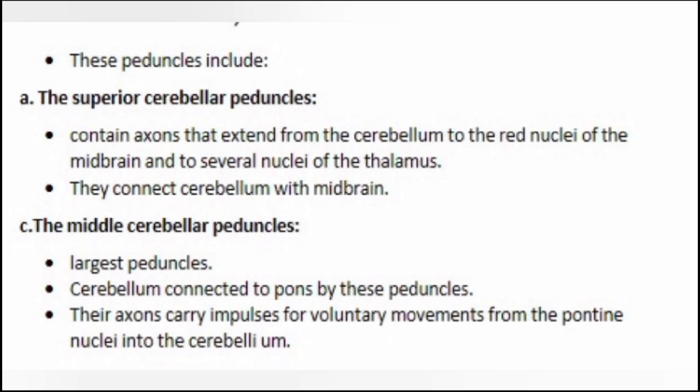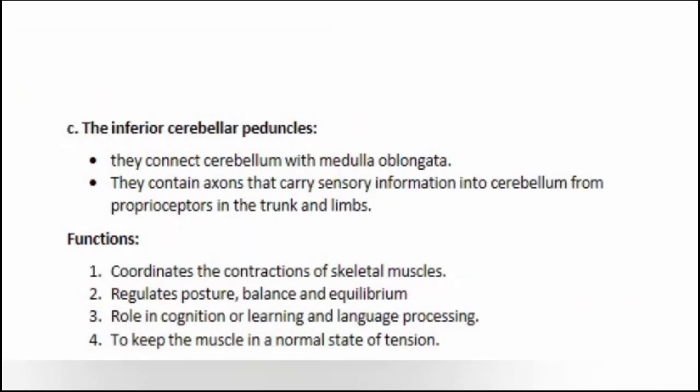Everything is involved in this middle cerebral peduncle, and it has an axon for that too. Next is the inferior peduncle. So the inferior peduncle will connect the cerebellum with the medulla oblongata. So it helps in sensory information.